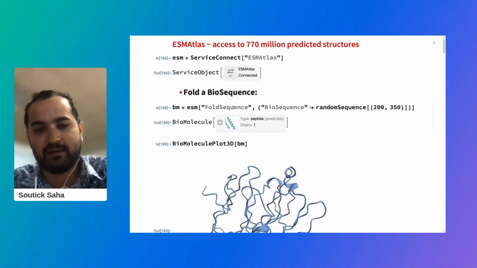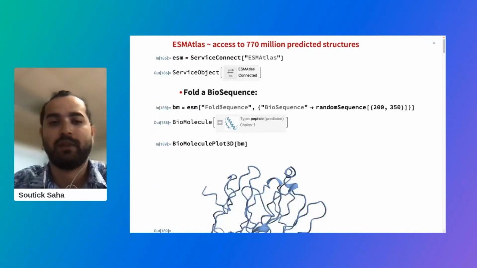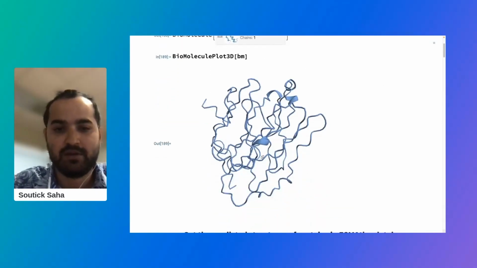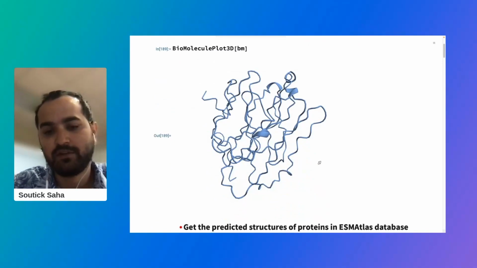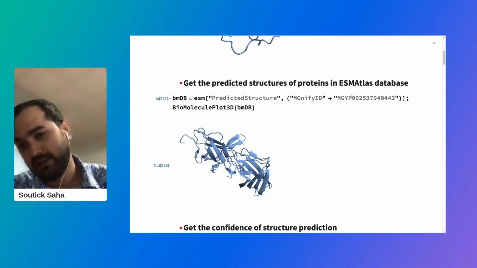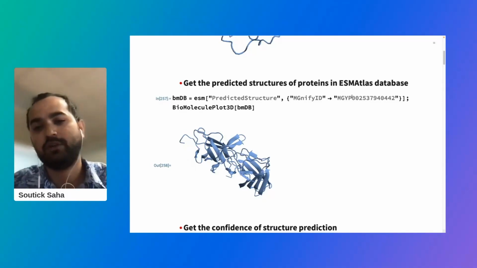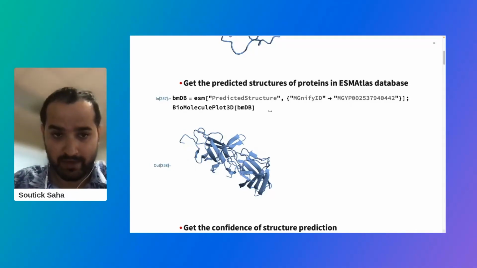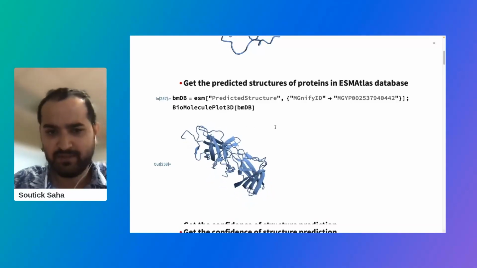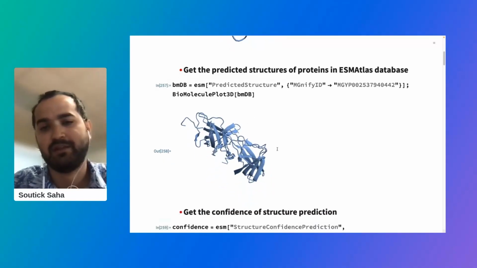This is like, if you want to fold a sequence, you give this input and you can give the sequence and it will generate the predicted structure here. The structure that is there in the database, you can give a unique MGnify ID, which is again the ID corresponding to the genome of a particular protein, and you can get the predicted structure using this command. This is just a given structure among many in the ESM Atlas.